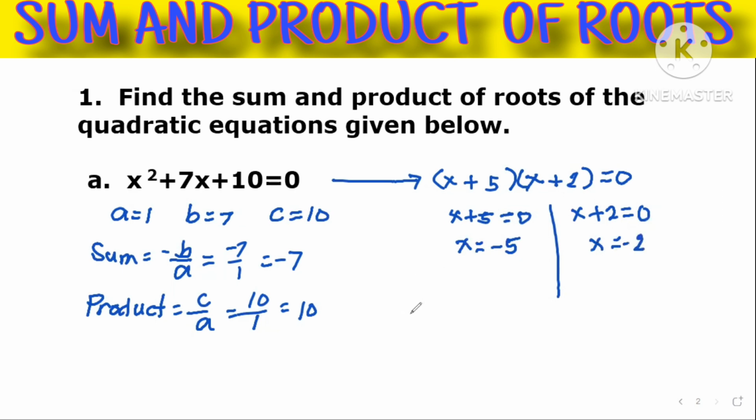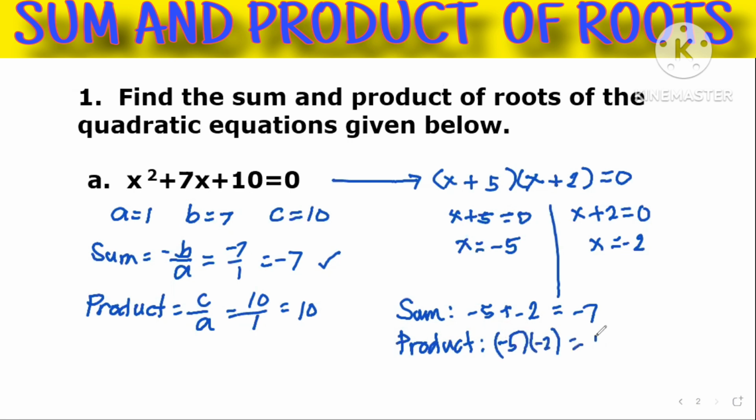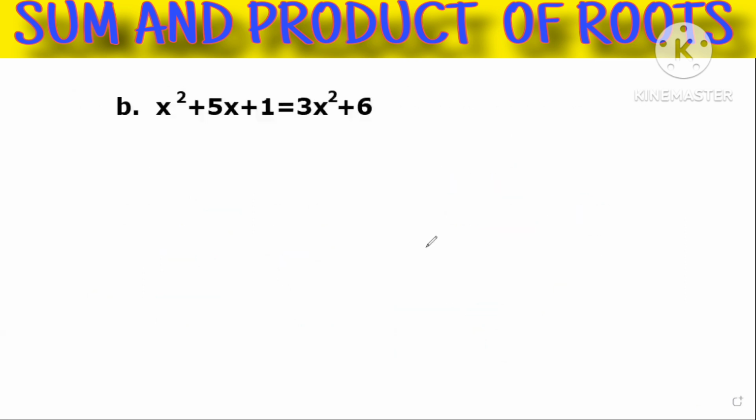Now, let's take the sum of the roots. Ano ang sum natin? If we add negative 5 and negative 2, the sum is negative 7. So, this is correct, no? Now, let's take the product. The product is negative 5 times negative 2 is equal to positive 10. So, the product is also correct. So, the formulas are legit, no? So, hindi siya fake. Letter B, we have x squared plus 5x plus 1 equals 3x squared plus 6.